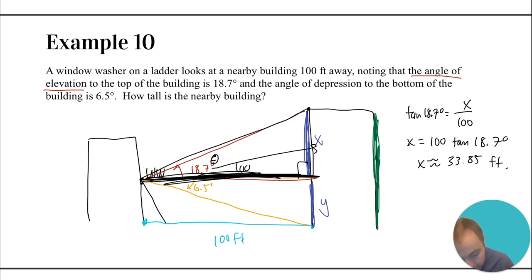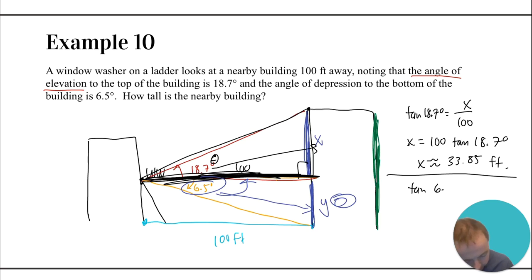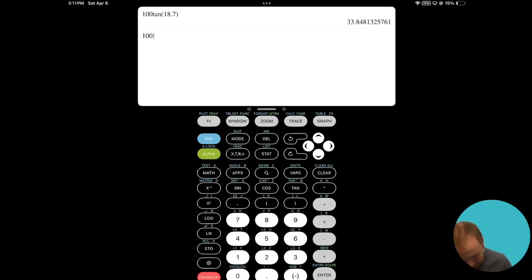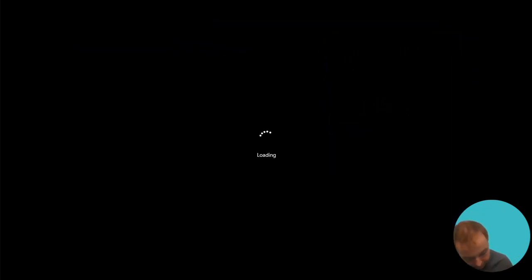And then similarly, to be able to find y, we can reference this 6.5 degree angle. Y is going to be the opposite side. And then we also know that 100 is the other leg, which is the adjacent. So we also know that tangent of now the 6.5 degree angle would be the opposite of y over the adjacent of 100. So 100 times the tangent of 6.5 degrees is going to equal y. Which is about 11.39.